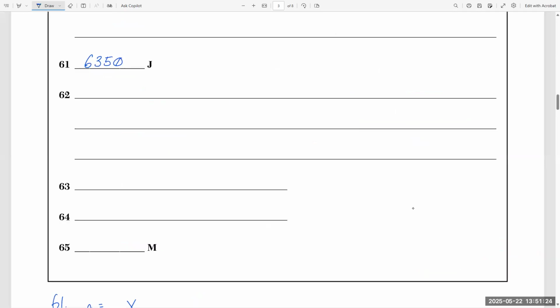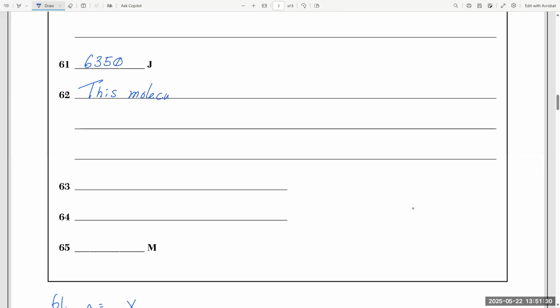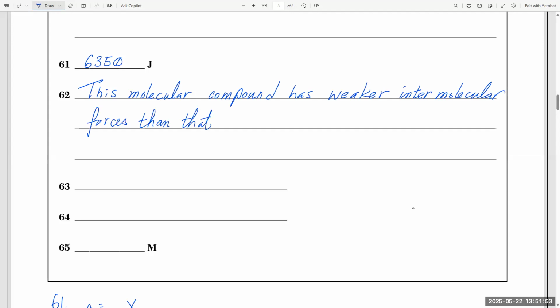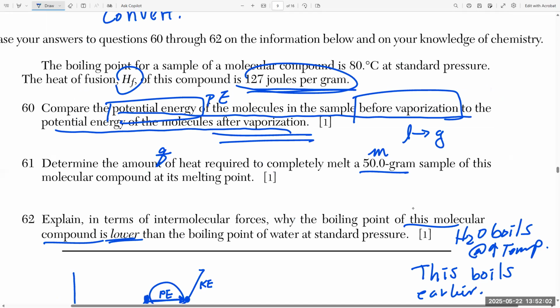This molecular compound, right? So you'd say this molecular compound has weaker intermolecular forces than that of water, right? Now, is that enough to answer it? Let's go back and take a look. In terms of intermolecular forces, why the boiling point of, that's more than enough, okay?